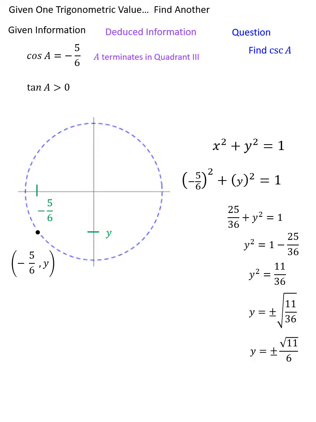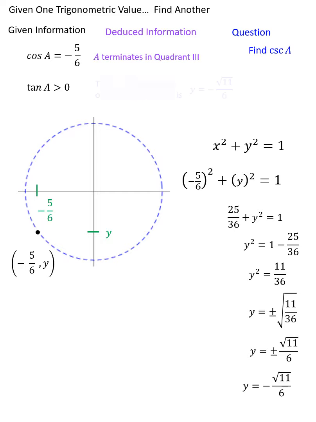I realize fractions aren't people's favorite thing necessarily. Hit pause if you need to do some of the work on scratch paper or verify that. But what I've concluded here is that y is either plus or minus radical 11 over 6. And I furthermore know that y has to be a negative number. We can see that from our diagram. And so that leads me to the conclusion that y is negative radical 11 over 6.